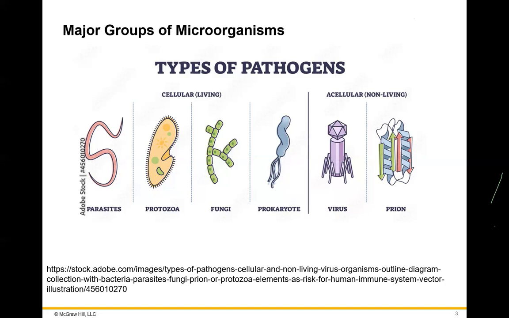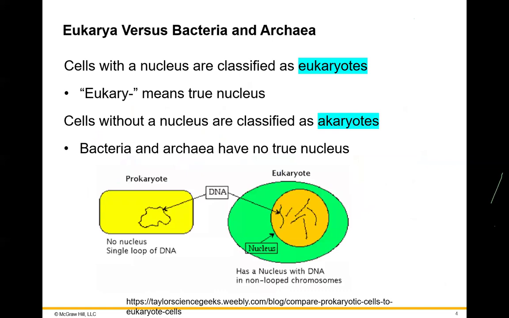Then we have the acellular, what you might consider non-living. Are they alive? I don't know. Science is not sure about that. These are viruses and prions. This is a pretty accurate picture of what viruses that infect bacteria look like, actually. So neat. A prion is just a misfolded protein. We'll learn about those in chapter 7, okay?